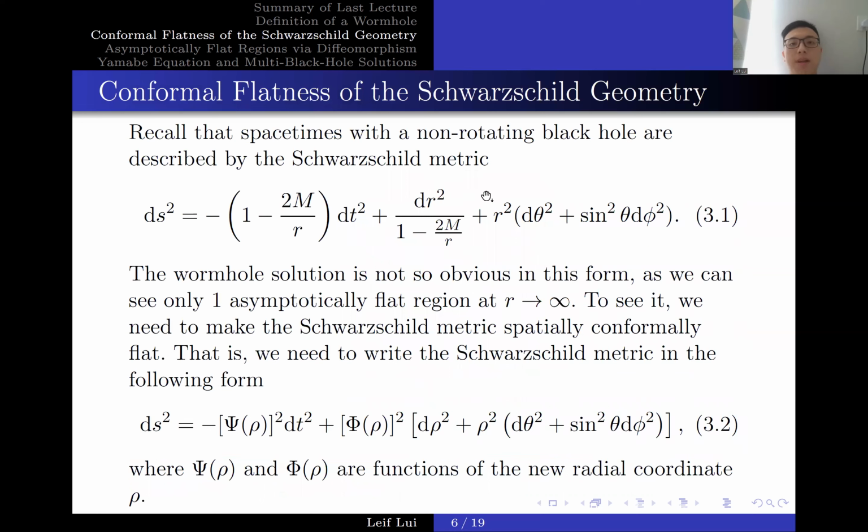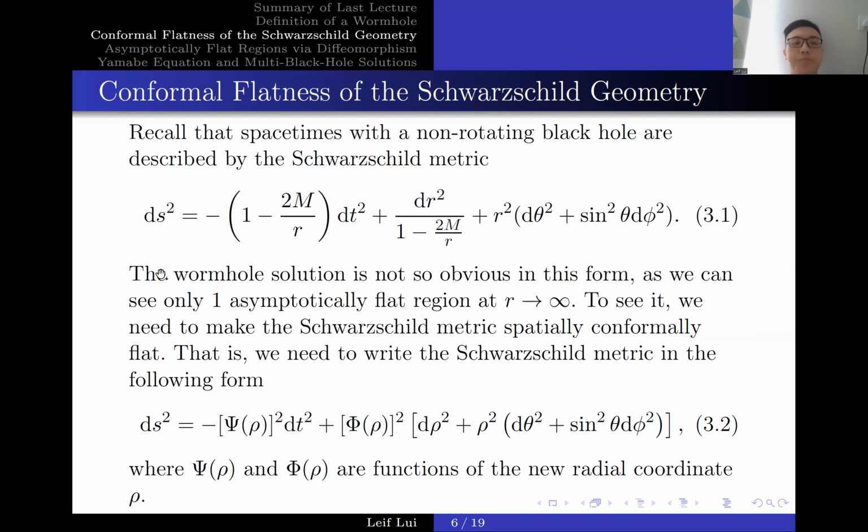Now we can talk about conformal flatness of the Schwarzschild geometry. Recall that spacetimes with a non-rotating black hole are described by the Schwarzschild metric. How the Schwarzschild metric is derived is we solve the vacuum Einstein field equations, assuming spherical symmetry. And doing so, we arrive at something called Birkhoff's theorem. Basically, spherically symmetric solutions to the vacuum Einstein field equation are static and asymptotically flat. And to get the Schwarzschild metric, we have to use a boundary condition called the weak field limit. If you don't remember this, you can just go look back at lecture 1. I think it's called Birkhoff's theorem.